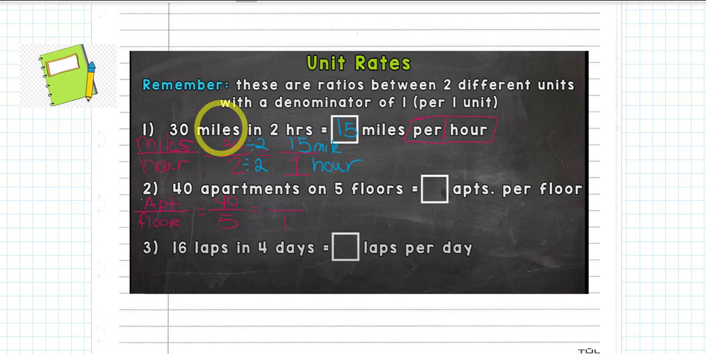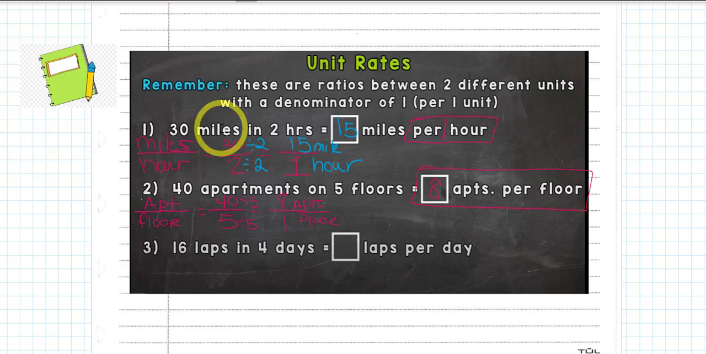Okay. So if you notice, in order to get the denominator of 1, you're always going to be dividing the entire fraction, the entire ratio, the entire rate, by the denominator. 40 divided by 5 would give me 8. And if I write my words, the numerator, that is 8 apartments for 1 floor. Okay, so when I end with words, it would be 8 apartments per floor.